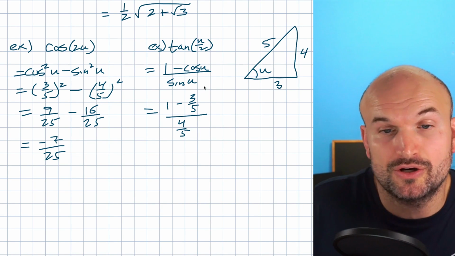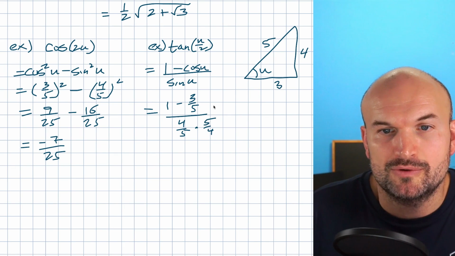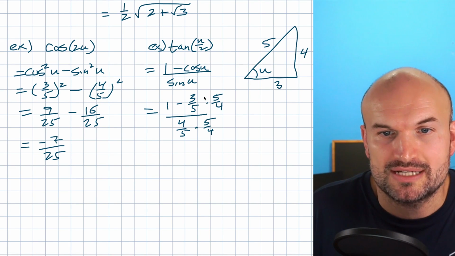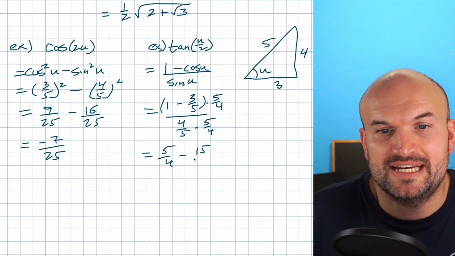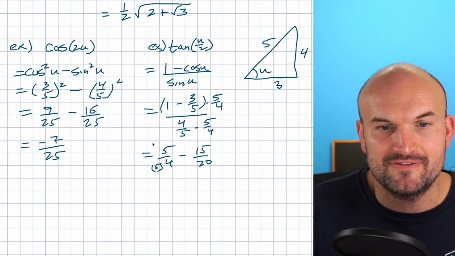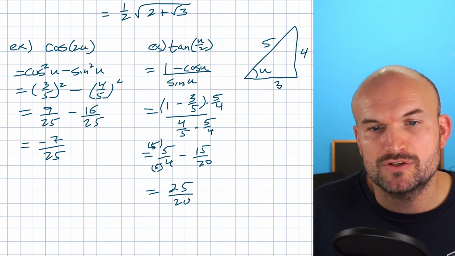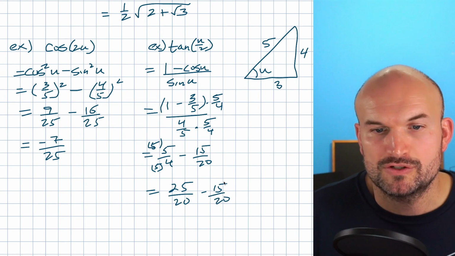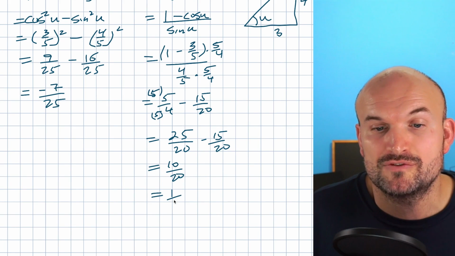There are a couple different ways you can do this. I don't like having this 4/5 in the fraction, so I'm going to multiply by the reciprocal on the top as well as on the bottom. When we do this, I get 5/4 minus 15 over 20. Then to get common denominators, I will multiply by 5 over 5. What that gives me is 25 over 20 minus 15 over 20. That simplifies to 10 over 20, which simplifies to 1/2.